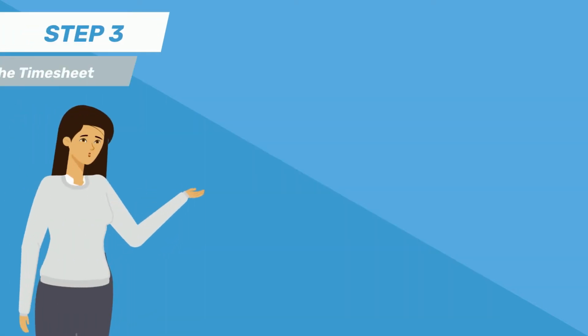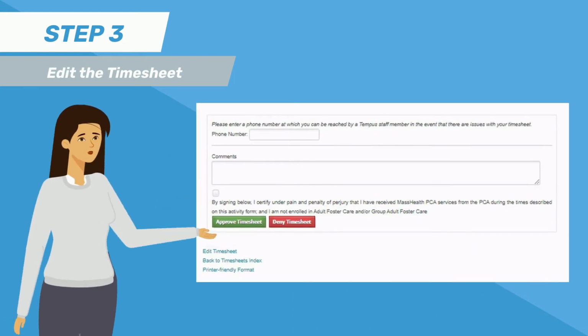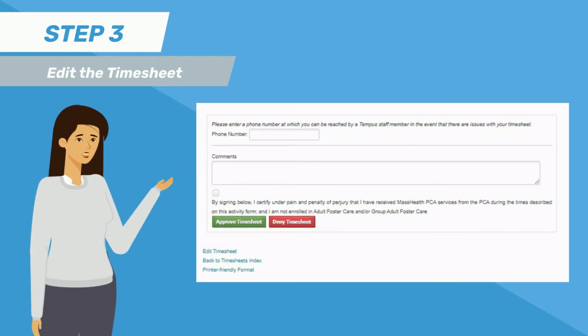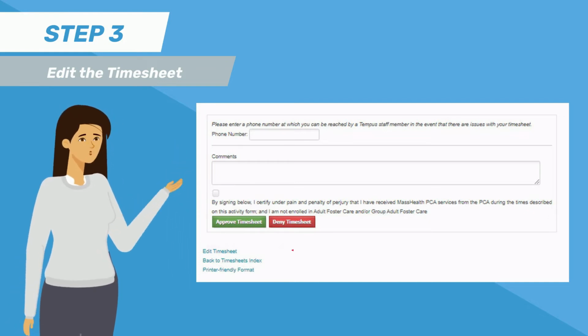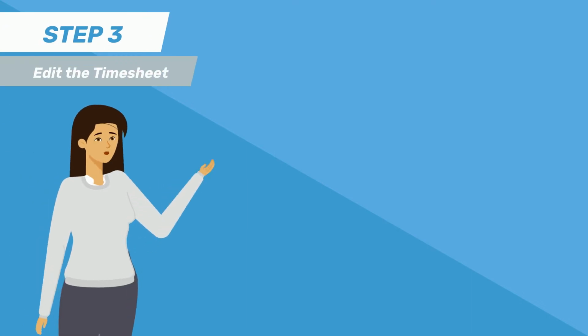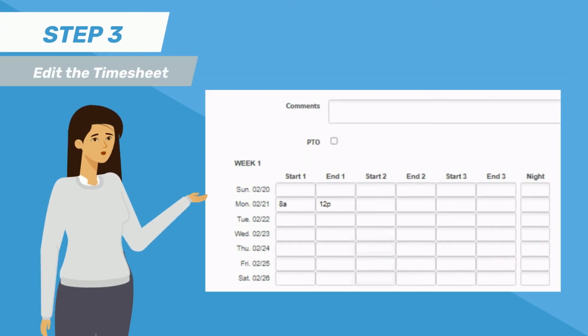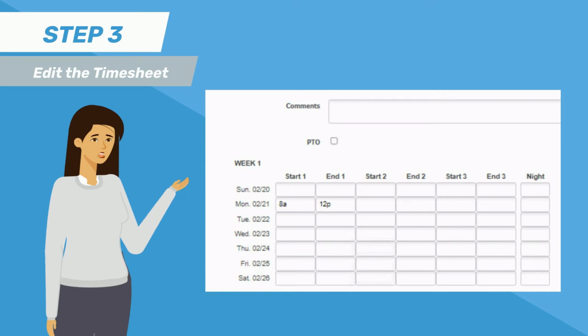Step 3 is to edit the timesheet. After clicking Show, you will be taken to the Showing Timesheet page where you can view the timesheet information. Scroll down and select Edit Timesheet. This will bring you to the Editing Timesheet page. Scroll down and you will see the same table used for entering a timesheet.